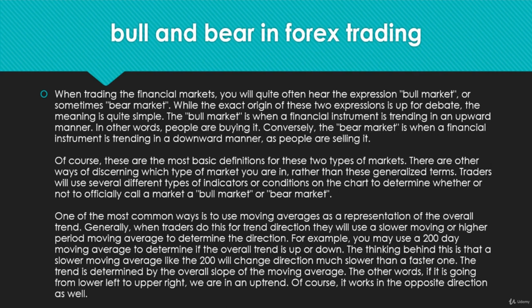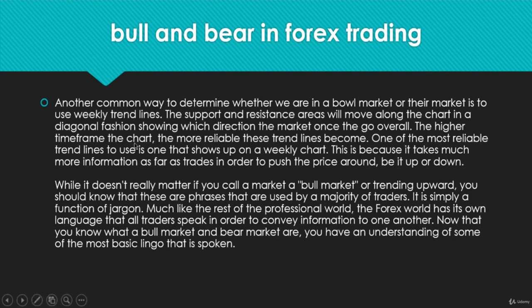Let's dive in. Another common way to determine whether we are in a bull market or a bear market is to use a weekly trend line. The support and resistance area will move along the chart in a diagonal fashion, showing which direction the market wants to go. The higher the time frame of the chart, the more reliable this trend line becomes. One of the most reliable trend lines to use is one that shows up on a weekly chart. This is because it takes much more volume from traders in order to push the price around, be it up or down.